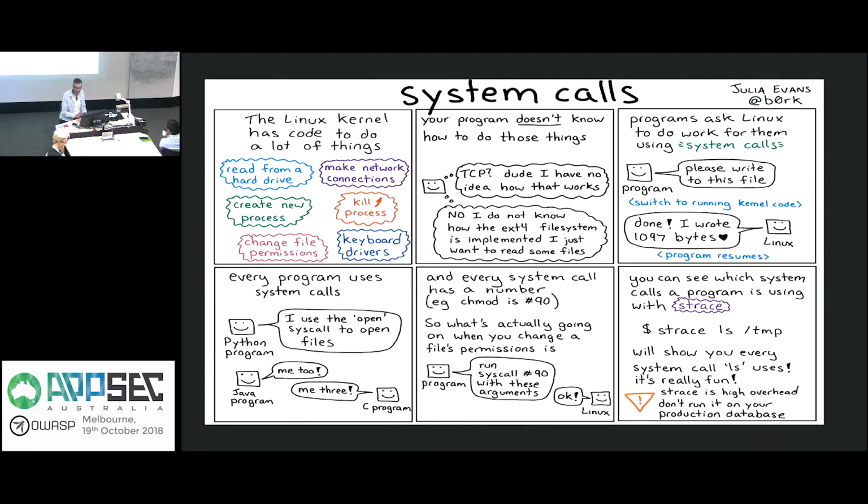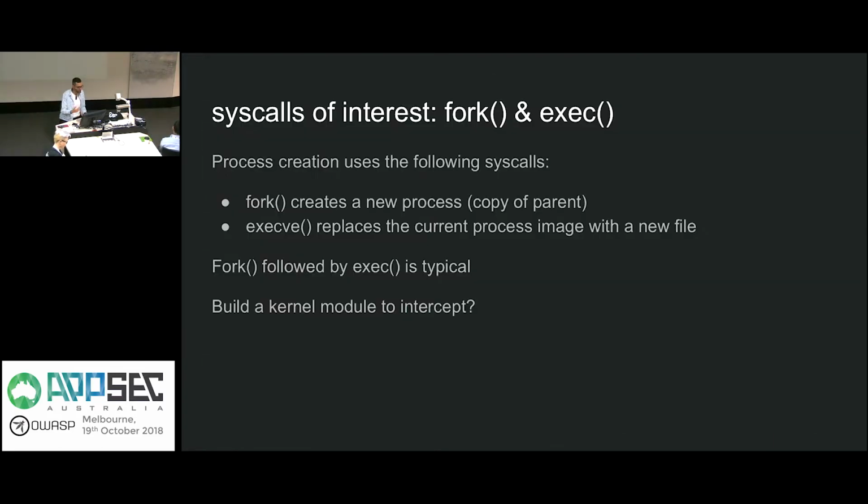Okay, so what are the system calls that we have to look at to detect process creation / remote code exploits? There are actually only two. There are actually 300 syscalls on Linux, but we're just interested in two. They're fork and exec. These are used for an application to create a new process.